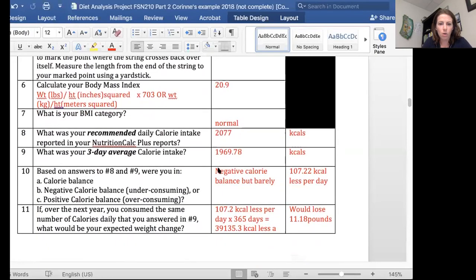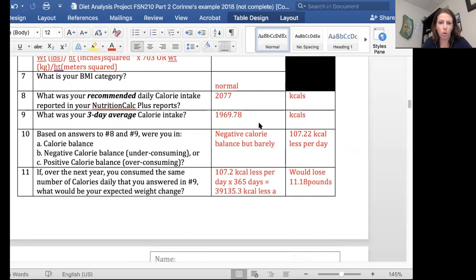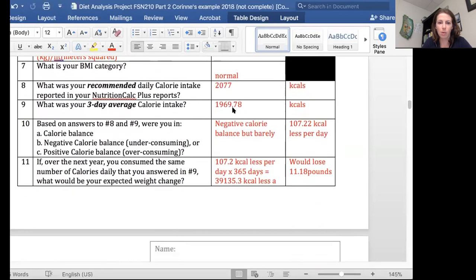Okay, so using the information that you saw on your report, you're going to fill out this next part, how much you actually ate. You are going to take what you were supposed to eat, the 2077, versus what I actually ate. And if it's less, you're going to subtract. So in this case, I subtracted 1,969 from 2077, and I got that I ate 107 calories less a day than I was supposed to. If you ate more than what you were supposed to, you're going to have more calories that you ate.